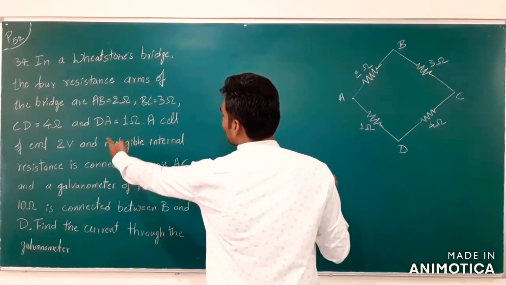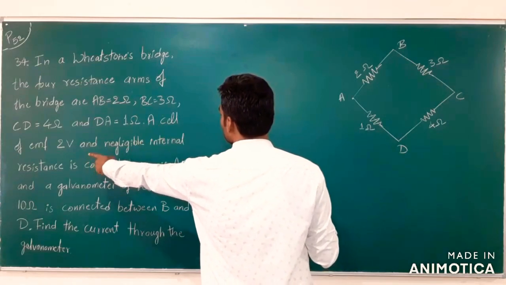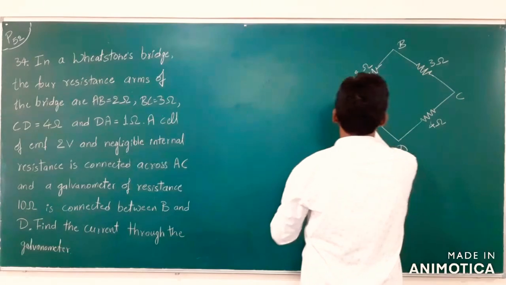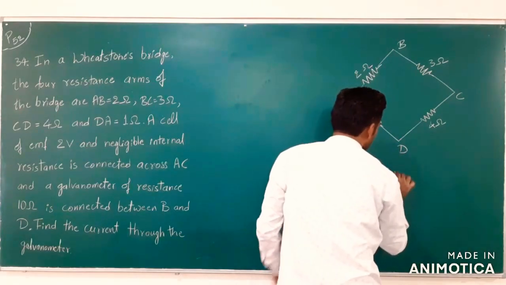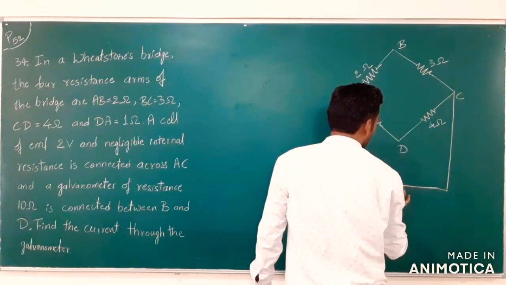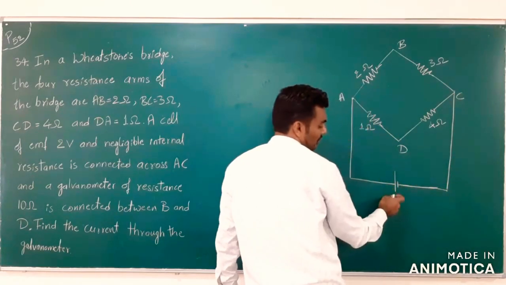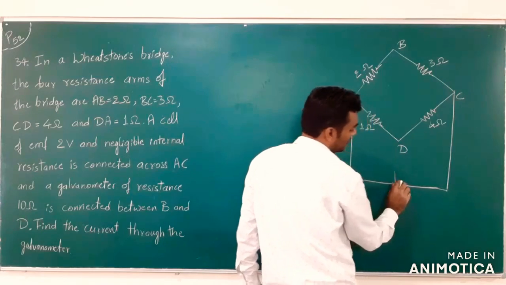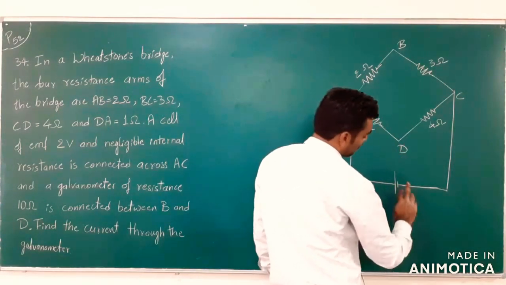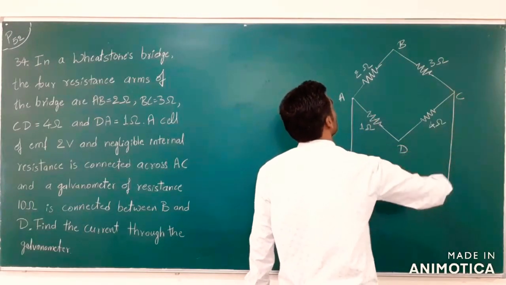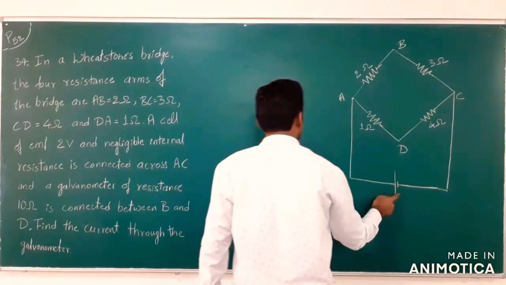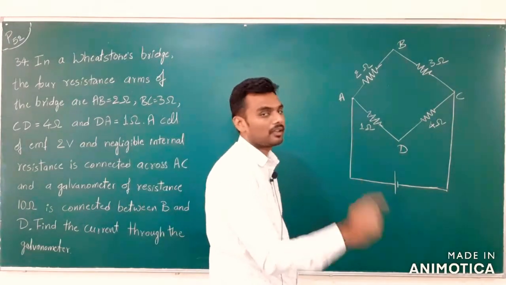A cell of EMF 2 volt and negligible internal resistance is connected across AC. Across AC, we have a cell. You can decide the direction of connection of the cell, either like this or like this, but I'll keep it like this. No need to worry. If you change it, the direction of the current will change. You can keep it any way, you'll get the proper answer, no need to worry.